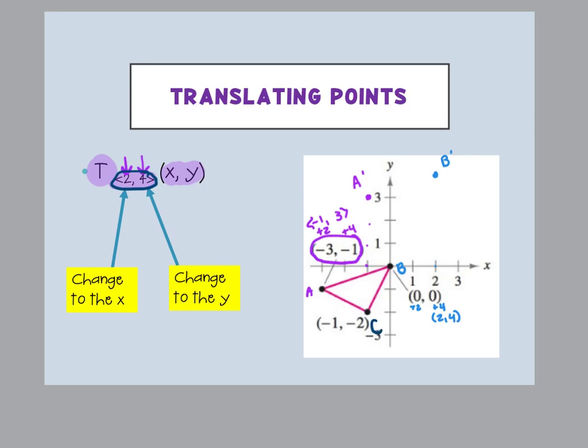So if I have -1, -2, I add 2, I add 4, I get? What's -1 plus 2? 1. What's -2 plus 4? 2. So my new point is 1, 2. And now I can find my image. So here's the pre-image. And here's the image. Good. It should be the same size, right? Yeah, because this is just a translation. Still good?